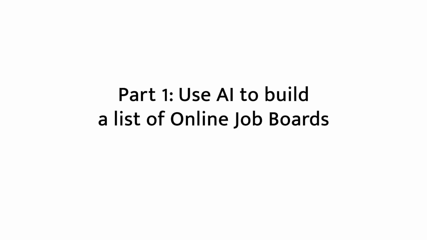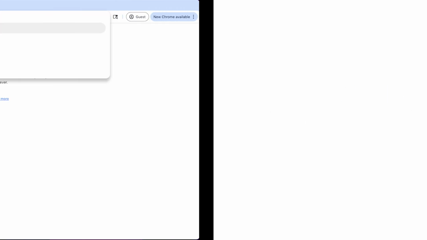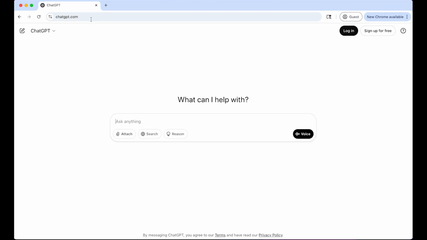Okay, now in reality, I already have a list of job boards that I've used over the years populated in my personal tracker because I'm that desperate. Organized. But let's pretend we're starting completely from scratch here. We'll use a generative AI tool, in this case, ChatGPT, to populate our initial list. Let's prompt ChatGPT to give me a list of job boards to start.